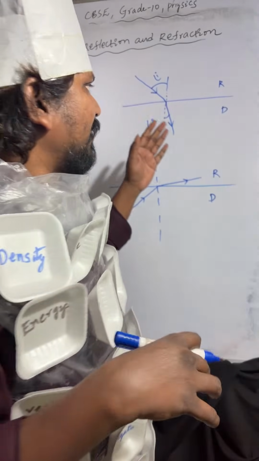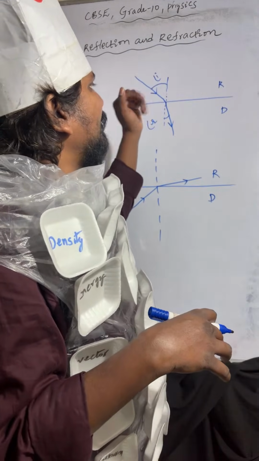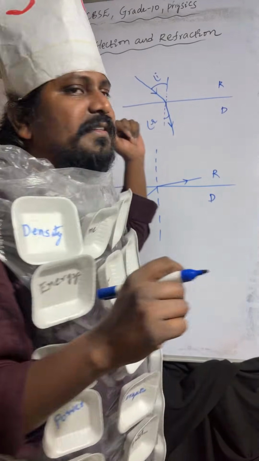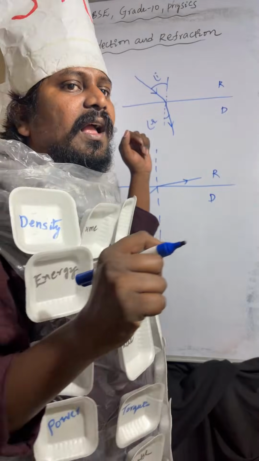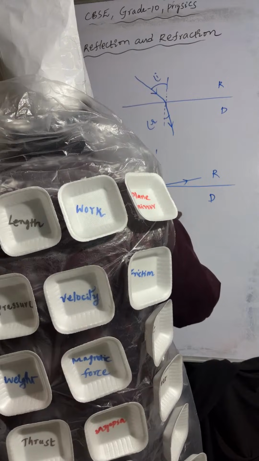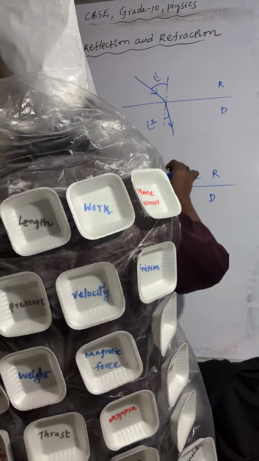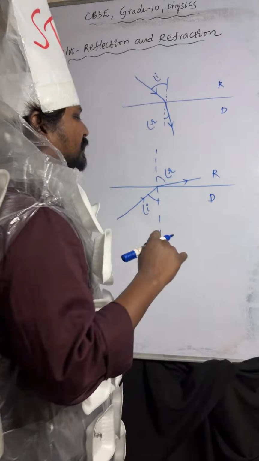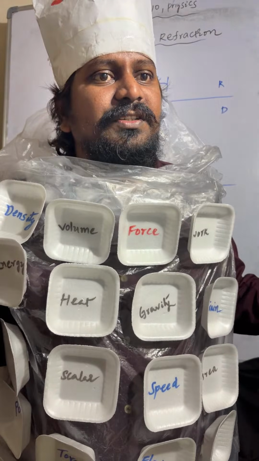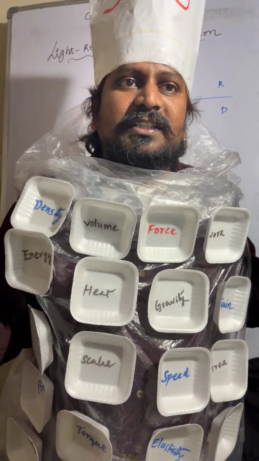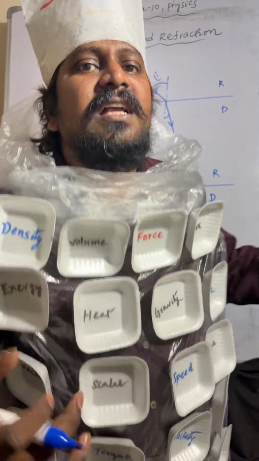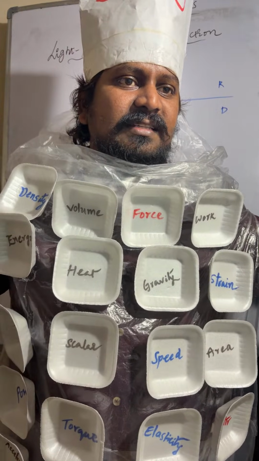The angle between incident ray and normal line is called angle of incidence. Angle between refracted ray and normal line is called angle of refraction. In the first case, you need to understand one thing: the angle of incidence is greater than the angle of refraction. Sir, why are you saying like that, sir?